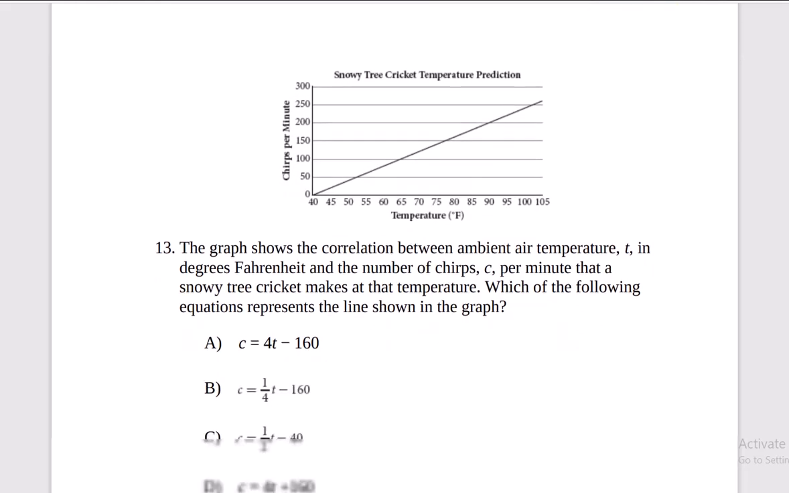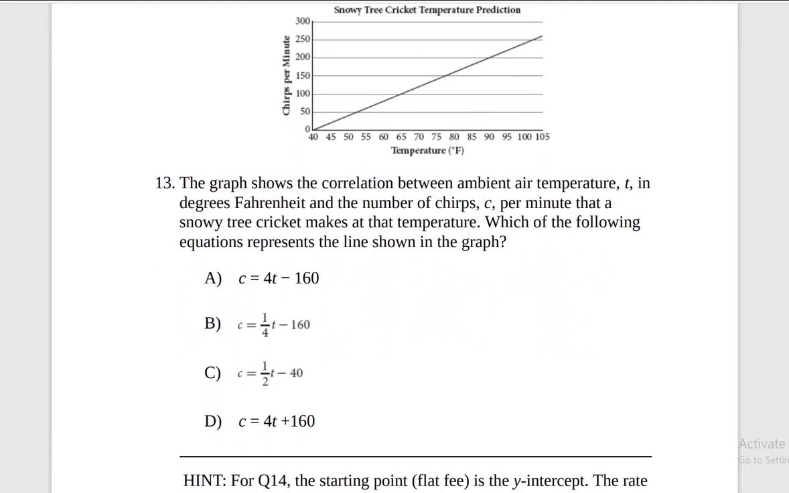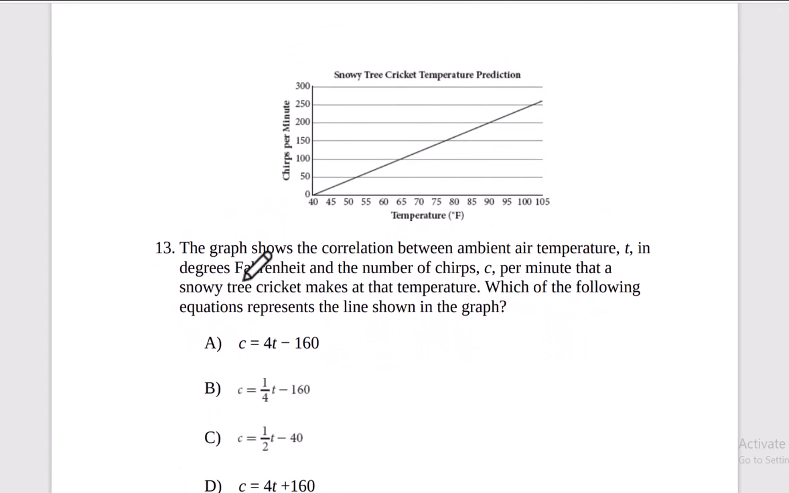Okay, another question that says the graph shows the correlation between ambient air temperature T in degrees Fahrenheit and the number of chirps C per minute that a snowy tree cricket makes at that temperature. Which of the following equations represents the line shown in the graph? So they want us to know the equation of this line. And what do we need to know the equation of the line? We need the slope and the intercept. These two pieces of information can give us the equation of a line.